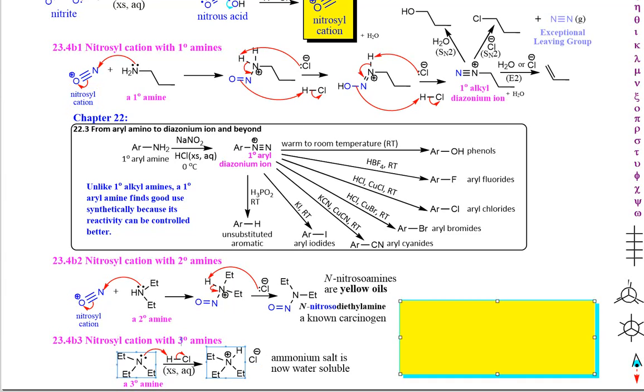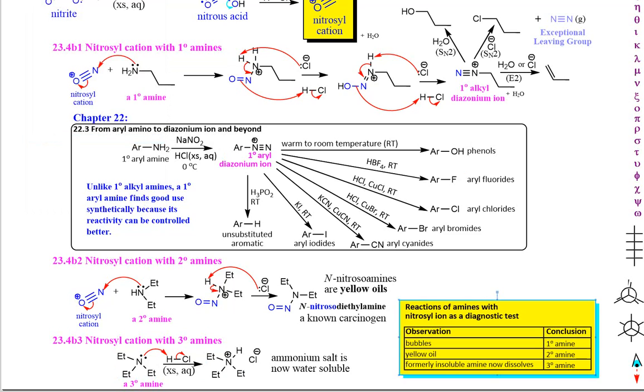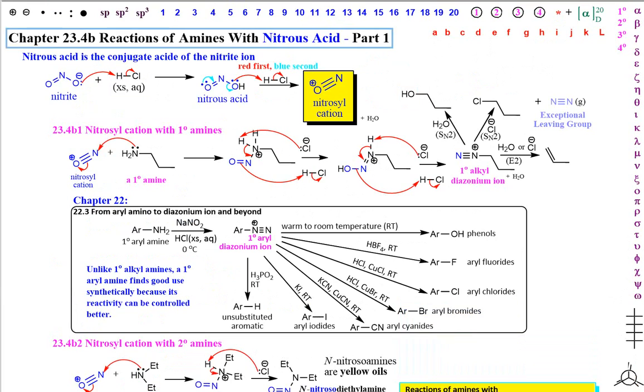A summary of everything we've seen on this page is here. Let's just reveal. And there you have it. If you have a primary amine, you're going to see bubbles. If you have a secondary amine, you will see the formation of a yellow oil called a nitrosamine. If you have a tertiary amine, you will see the amine that was not dissolving now dissolve. And that's it for this introductory discussion of the reactions of amines with nitrous acid. The concluding video will be coming shortly.